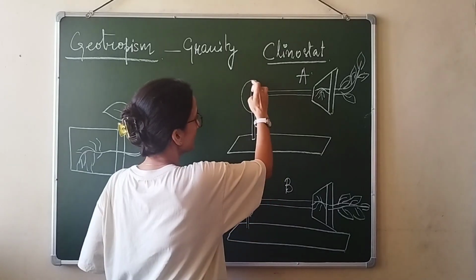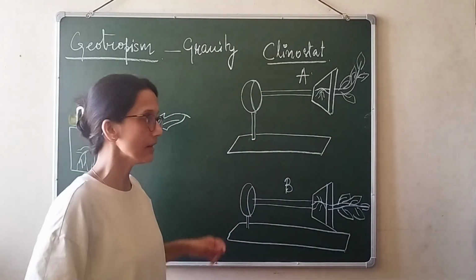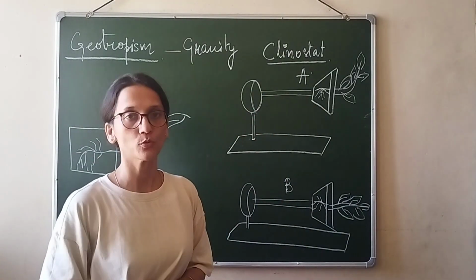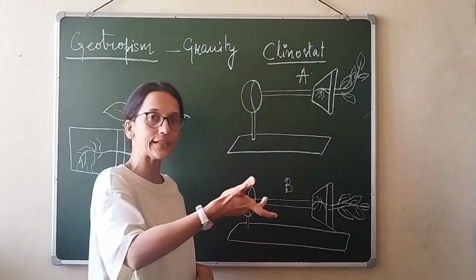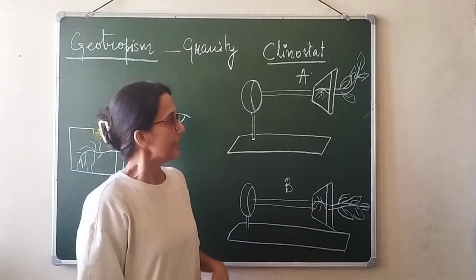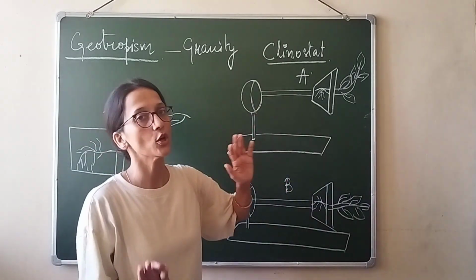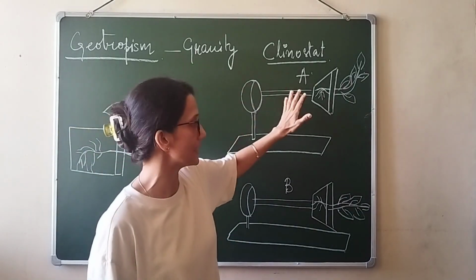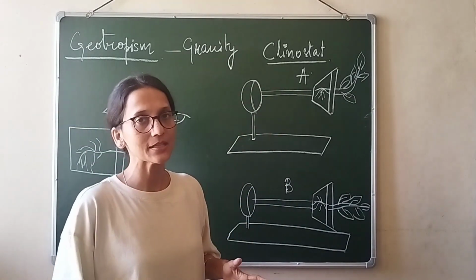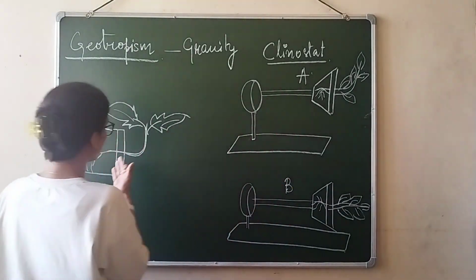Clinostat is where you basically use a rotator and it remains attached to the pot. So basically you can constantly rotate the pot. In condition A, we are not doing anything. We keep the setup as it is. And when you keep the setup as it is, just what you see here.